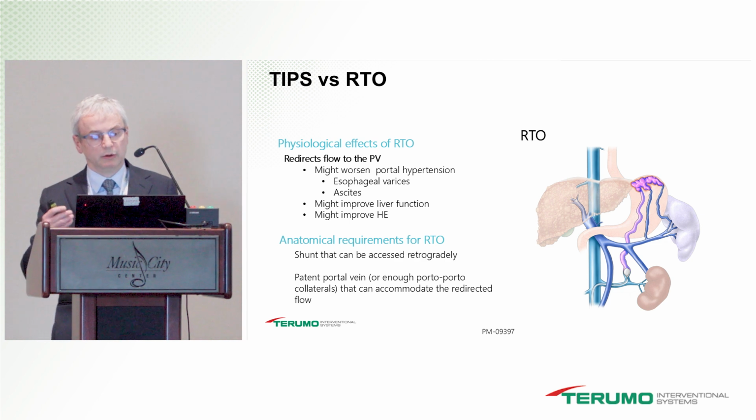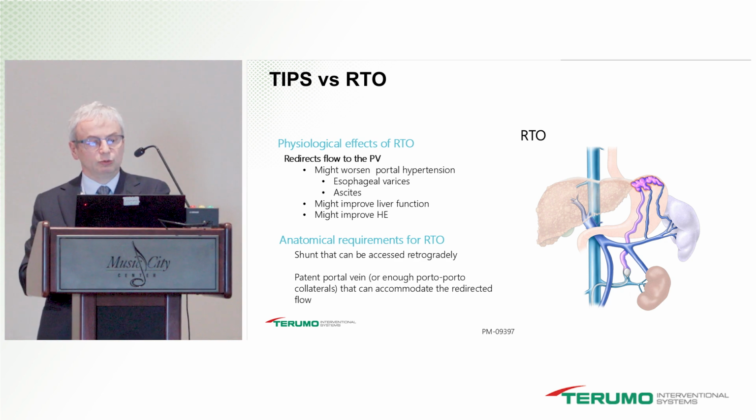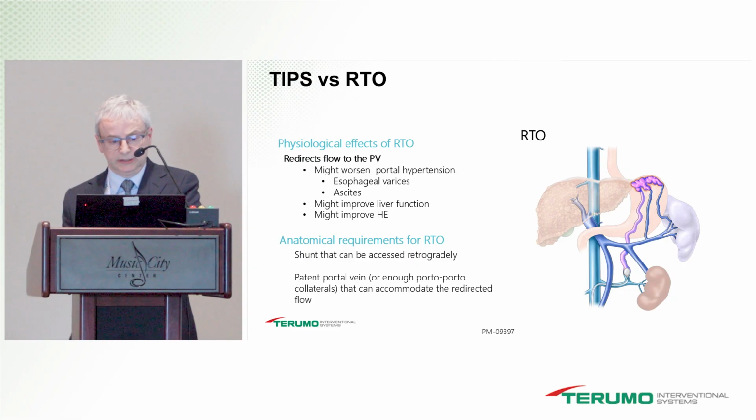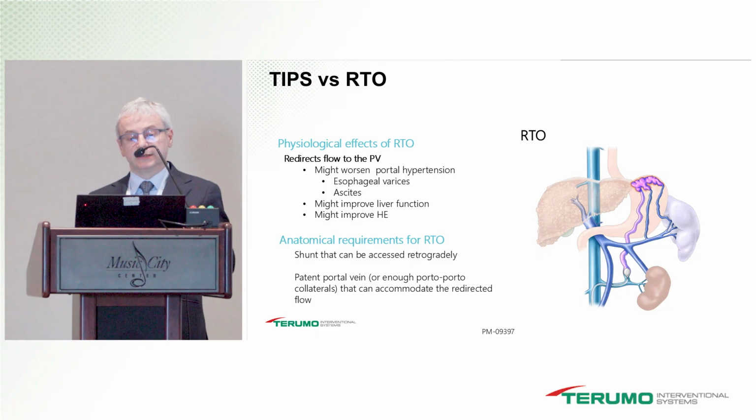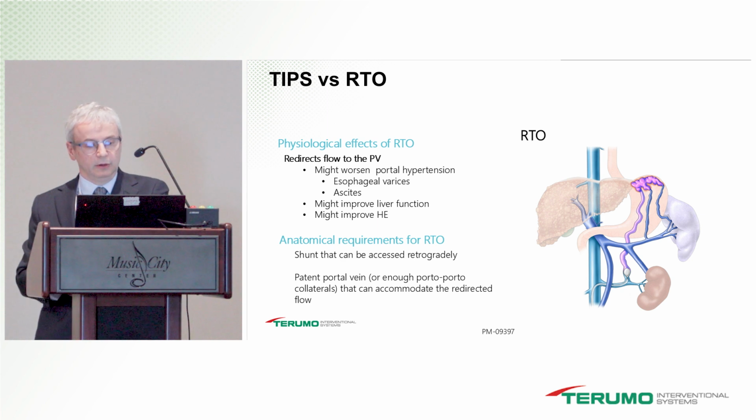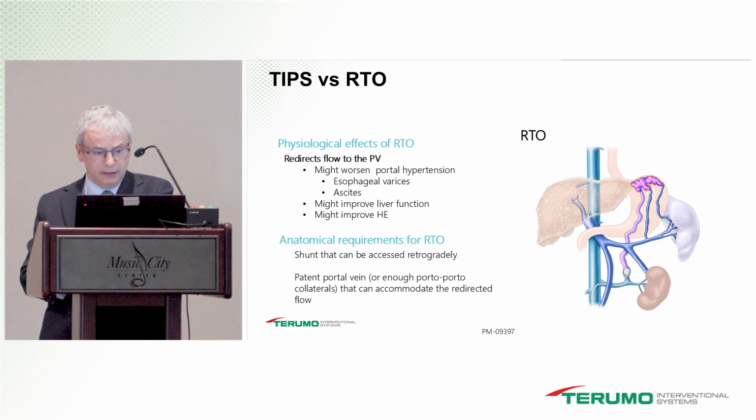If the MELD is very high, probably it has very little capacity to improve liver function, and certainly it might improve hepatic encephalopathy, because these large portosystemic shunts are a huge risk factor for hepatic encephalopathy. And the anatomical requirement is that the shunt can be accessed retrogradely, and there is a patent portal vein, or enough. When the portal vein is not patent, sometimes there are enough portal-portal collaterals that can accommodate the redirected flow to the liver, and it can be done.